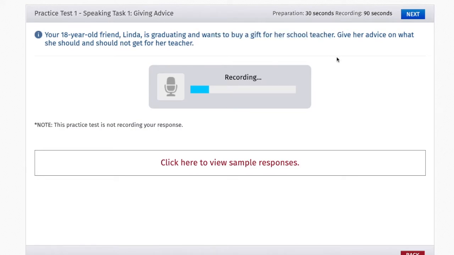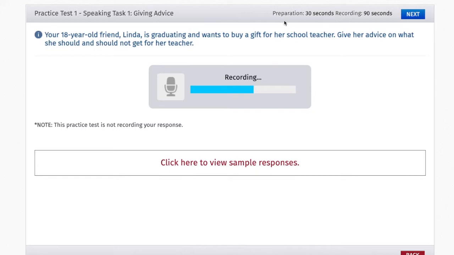So breaking the sentence up to make sure we understand. Okay, she's graduating, wants to buy a gift for the teacher, and then give her advice on what she should and should not get. So focusing in on those keywords, should and should not get for her teacher. Very important to understand the question so we can answer it correctly.